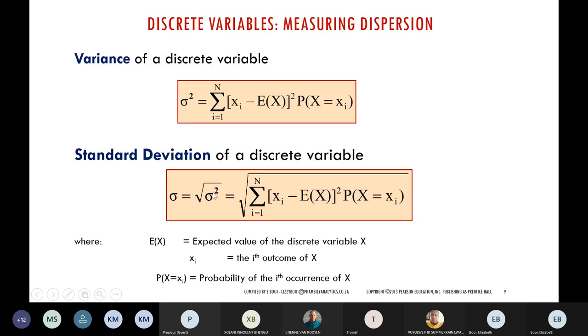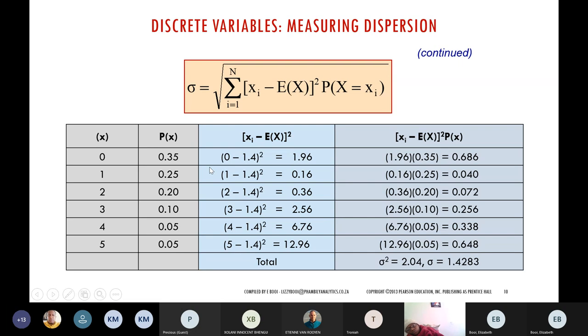And we also said we are able to calculate the variance, which is the sum of your observed value minus your expected value, squared, multiplied by the corresponding probability. We also said we are able to calculate the standard deviation, which is the square root of your variance. You just put the square root on the variance, which is the sum of your observation minus the expected value squared, multiplied by its corresponding probability. And we looked at the example of how we calculate the standard deviation.